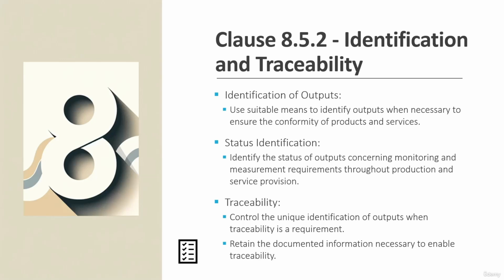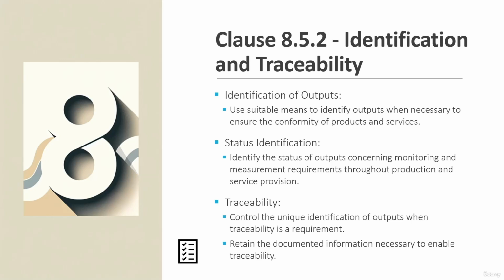So depending on the criticality, depending on the product, you might have a different way to identify the product or service which you are providing. That is the identification part. The second part of this is traceability. Now in traceability, the organization is required to control the unique identification of outputs when traceability is a requirement. In identification, we were generally looking at the product, but in traceability, we need a unique identification of each output, and you are required to retain the documented information to trace it back.